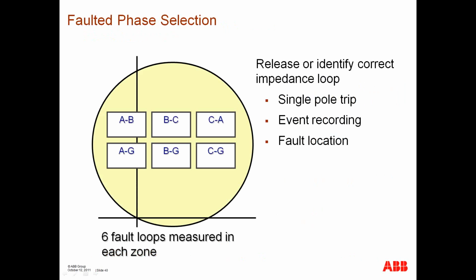Faulted phase selection. The importance of faulted phase selection is to correctly identify the faulted impedance loop. This is particularly important for single pole tripping, event recording, fault location, what have you. For fault location, for example, you've got to know which fault loop is being operated to apply the correct algorithms to get fault location.